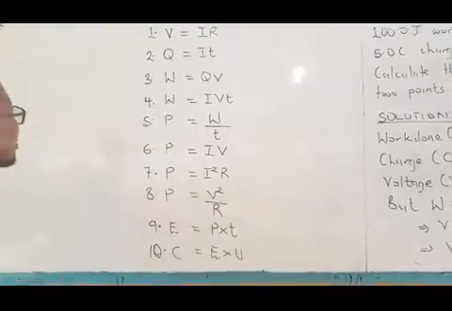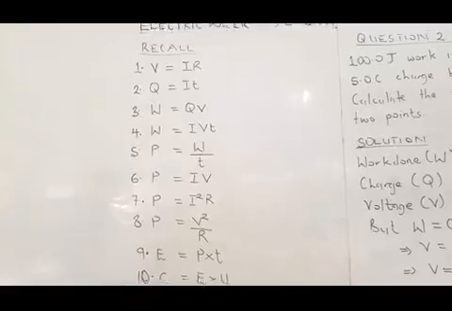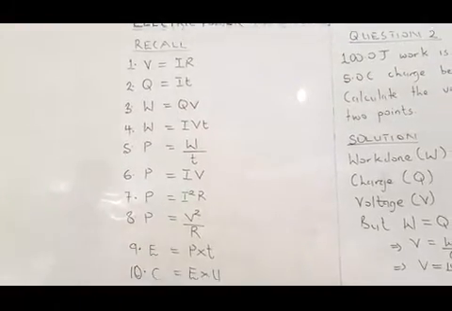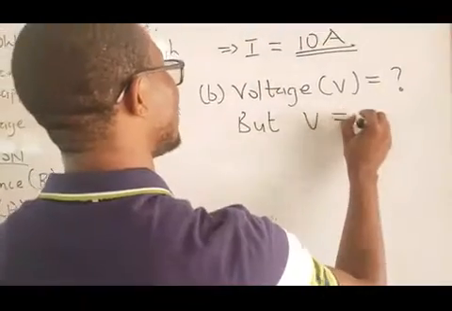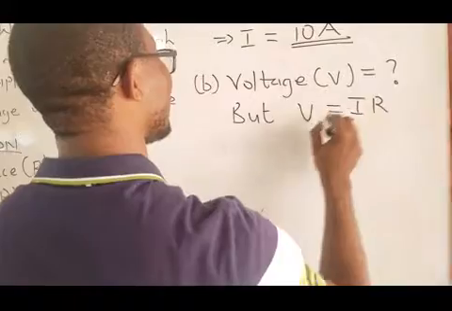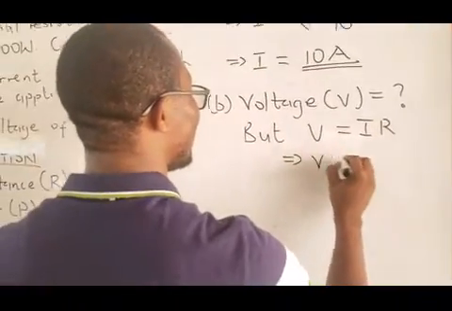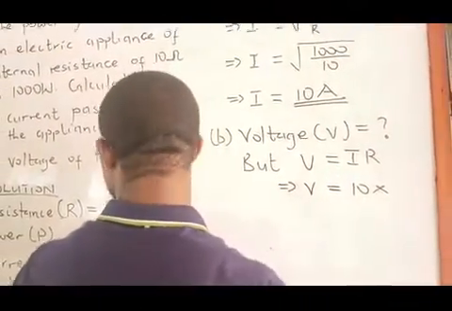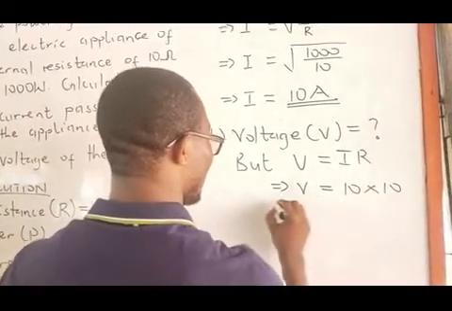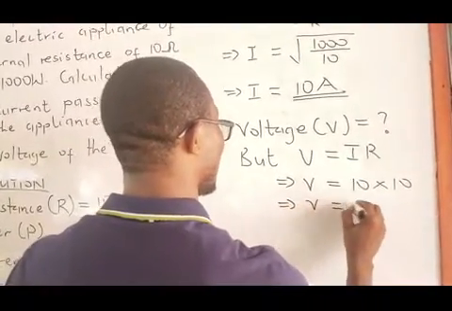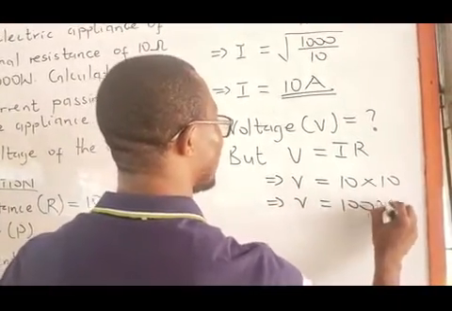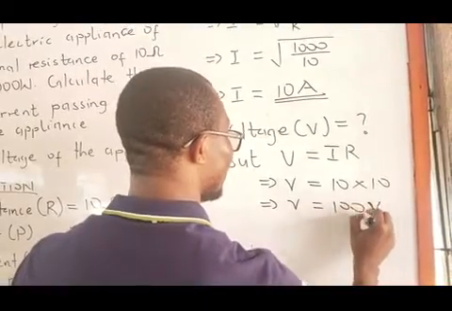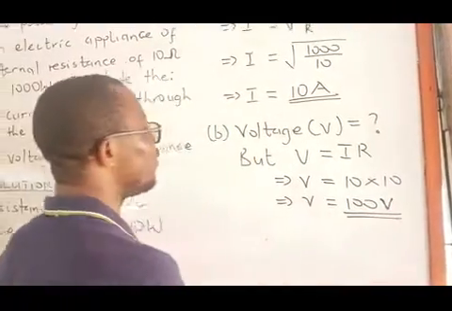Of these three equations, the simpler one will be equation 1. So I'm going to use equation 1. V is equal to IR, which implies that V is equal to, our current is 10, and then the resistance is also 10. So that will be equal to 100. Our voltage is in volts, so that is 100 volts.